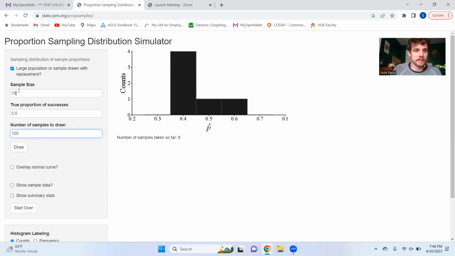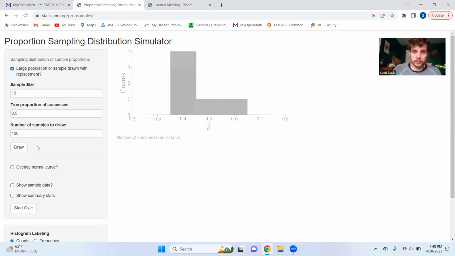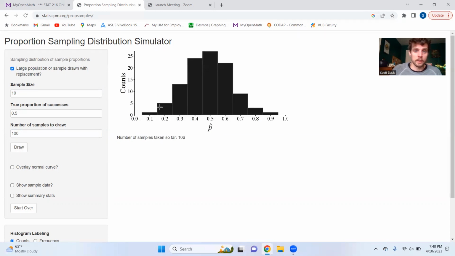So we're taking a sample size of 10. The options for possible p-hat values are 0, 10, 20, 30, 40, 50, 60, 70, 80, 90, or 100%. If we do 100 samples, we can see that it looks roughly normal. You can overlay a normal curve and see that this one actually looks not too bad. Keep in mind, we have 10 times 0.5, which is n times p equal to 5. So it's kind of right at the border for what we would consider to be normal.